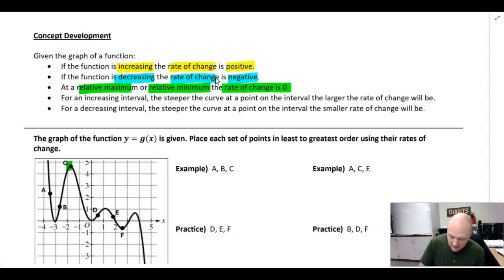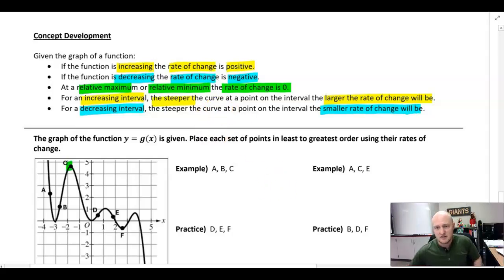Now, keep in mind, for an increasing interval, the steeper the curve, the greater that rate of change will be. However, if I have a decreasing interval, the steeper the curve actually means it's a smaller rate of change, and that's because it's a negative rate of change. So if it's more negative, that's going to be a lower value than another one. And we'll look at an example here.